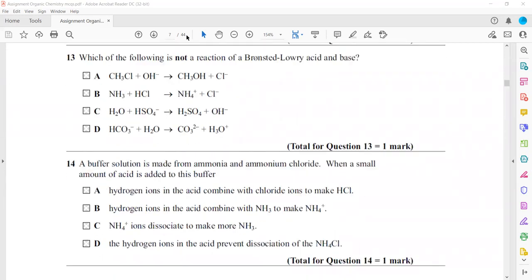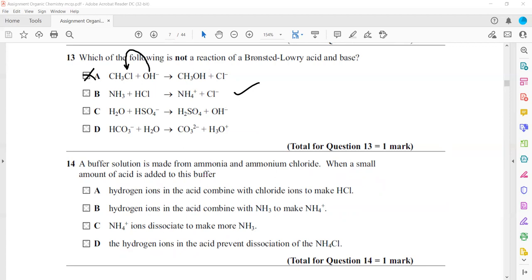Then which of the following is not a reaction of Bronsted acid and base? Acids are proton donors, bases are proton acceptors. So when we apply this definition, basically this is not an acid-base reaction, it's a substitution reaction, a nucleophilic substitution reaction. So A is wrong, not the acid-base reaction. A is a nucleophilic substitution.